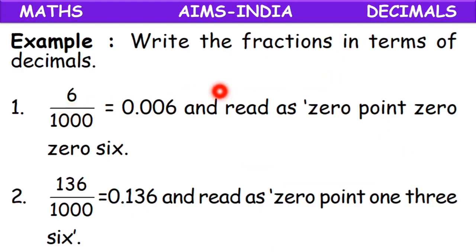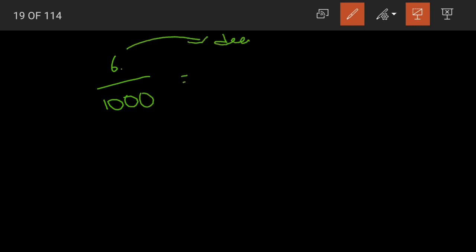Let us look at some examples now. Write the following fractions in terms of decimals. What is the first one? The first one is 6 by 1000. We have to convert this fraction into a decimal number. What is the first step? Count the number of digits in the denominator. We are having 4 digits: 1, 2, 3, 4. The denominator has 4 digits, but the numerator is having only 1 digit. So we have to make it also a 4-digit number. How will we make it?